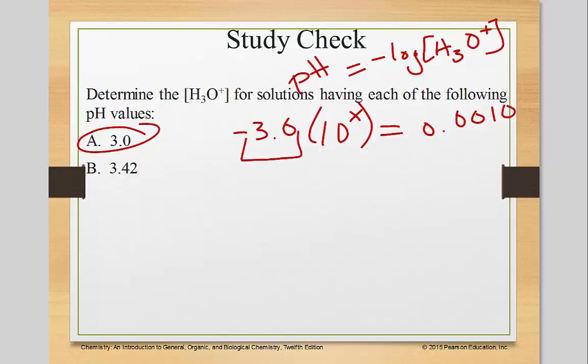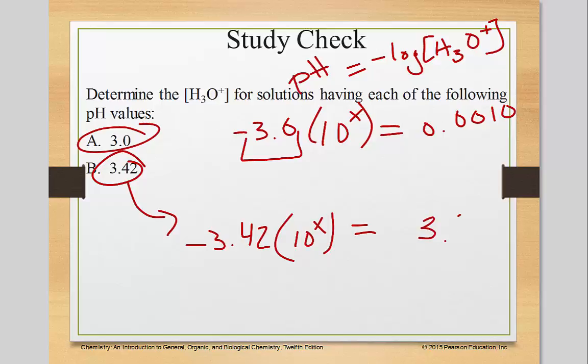We can actually do that again. So 3.42 becomes negative 3.42. And then 10 to the x button, and that equals 3.8 times 10 to the negative 4.